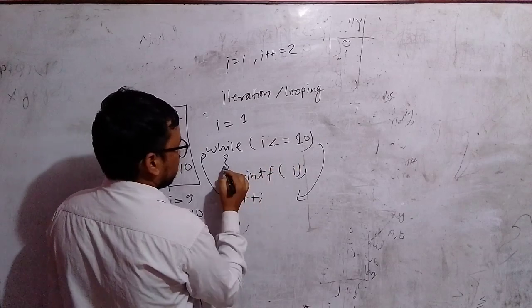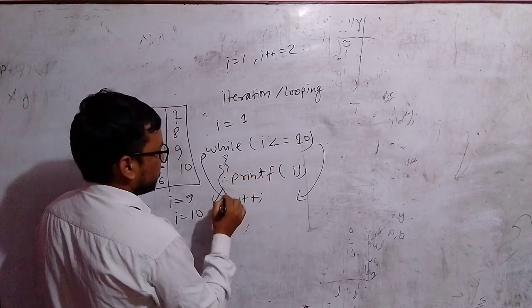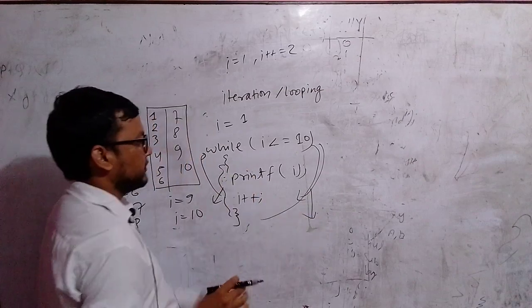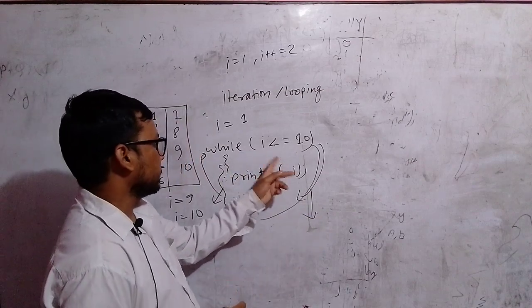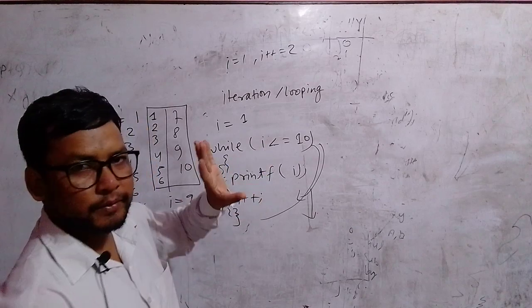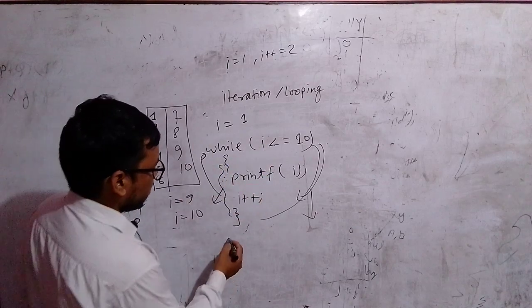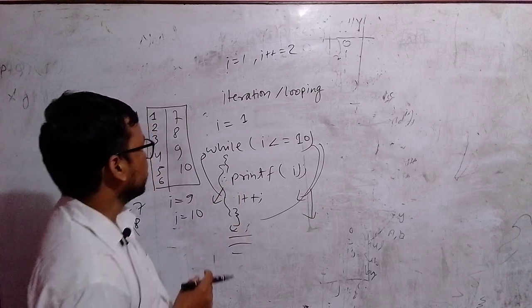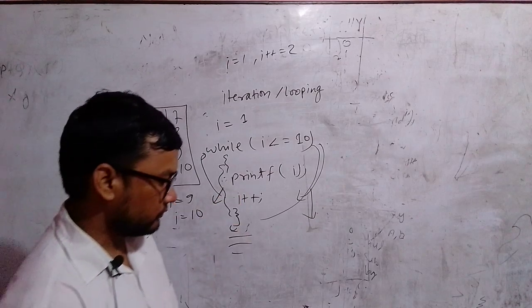And when this condition is not satisfied, this statement will not execute, and this is the end of the while loop. If the condition is not satisfied, then the while loop does not execute its code, and control goes here, after the block of this while loop. Now in this way the while loop works.